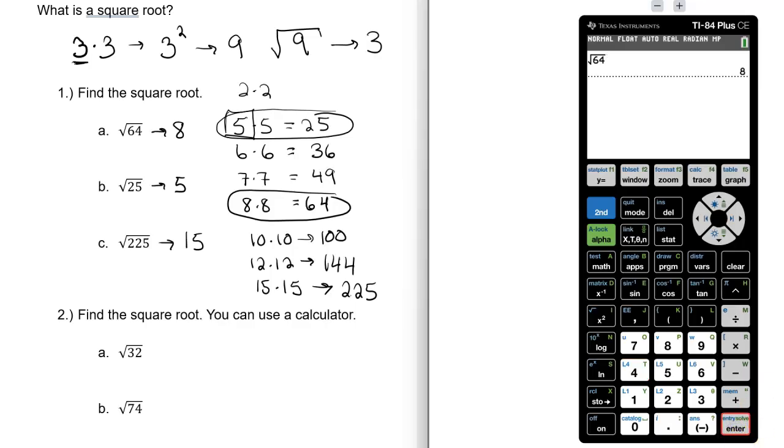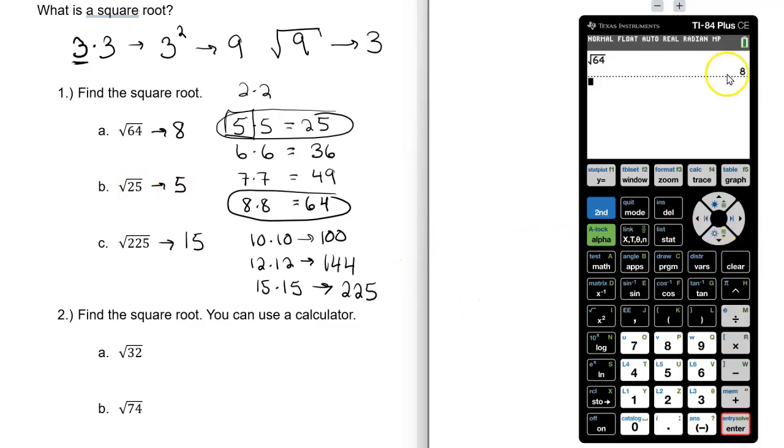So enter on all of the TI-84, TI-83, all of those, they don't have an equals, they use an enter. So just so you're aware of that. That took me a little while to get used to. I was always looking for my equal sign and I never found it. All right, so I'm going to go ahead and do the next one.